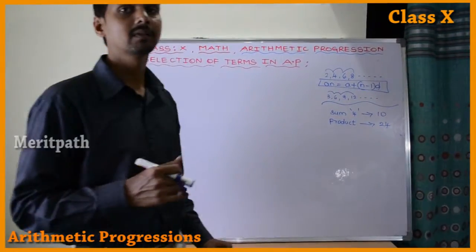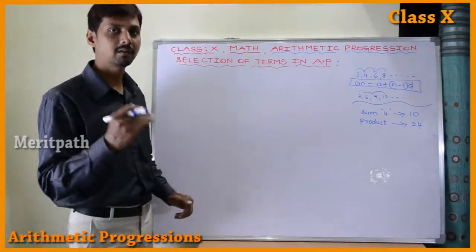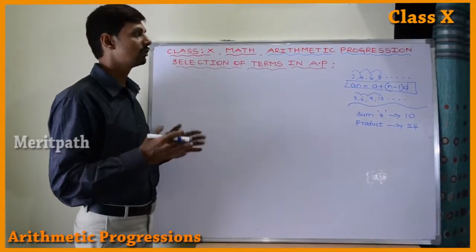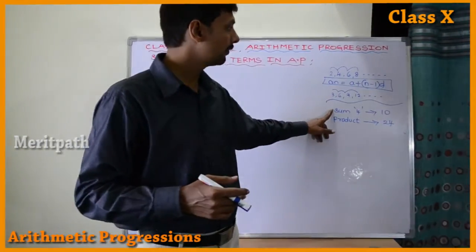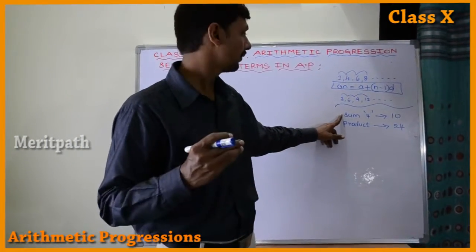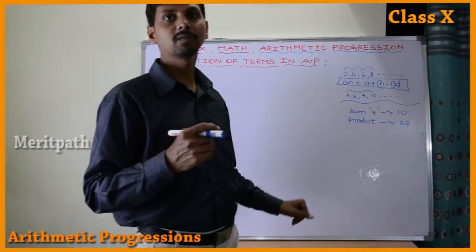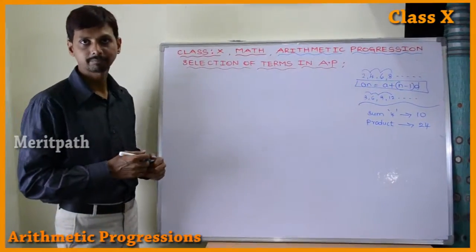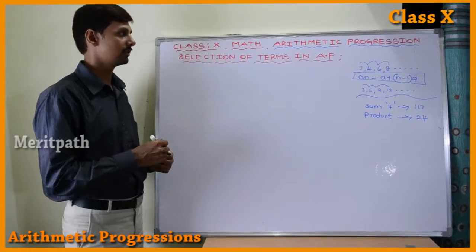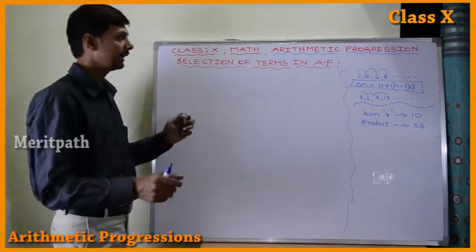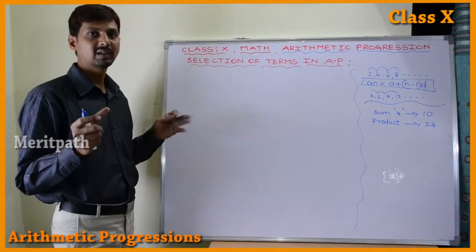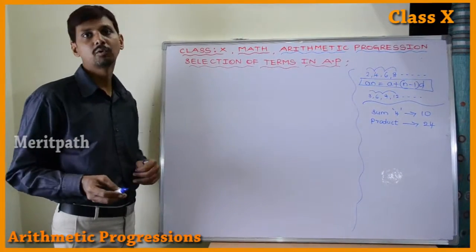We need to have some process or formula to take the terms in the easiest way to solve this kind of problem, like the sum of 4 terms is 10 and the product of the 4 terms is 24, and we need to find out those terms. So for that process we need to select some of the terms in a particular manner. Let us discuss the terms.